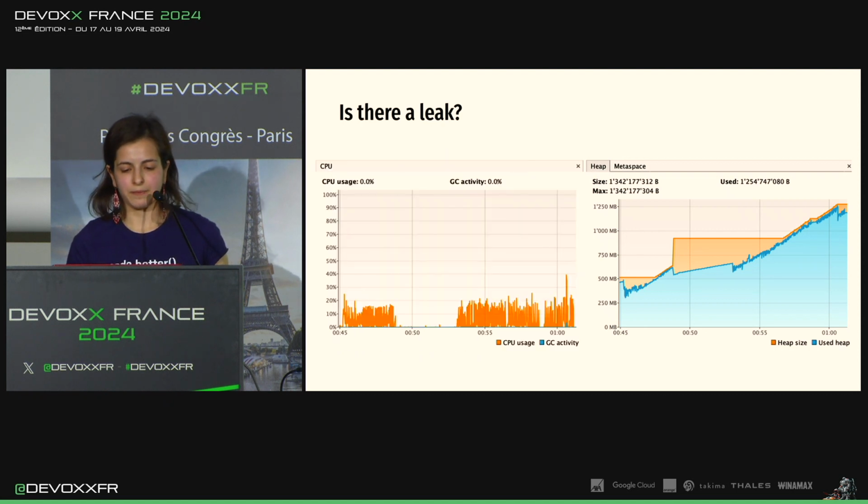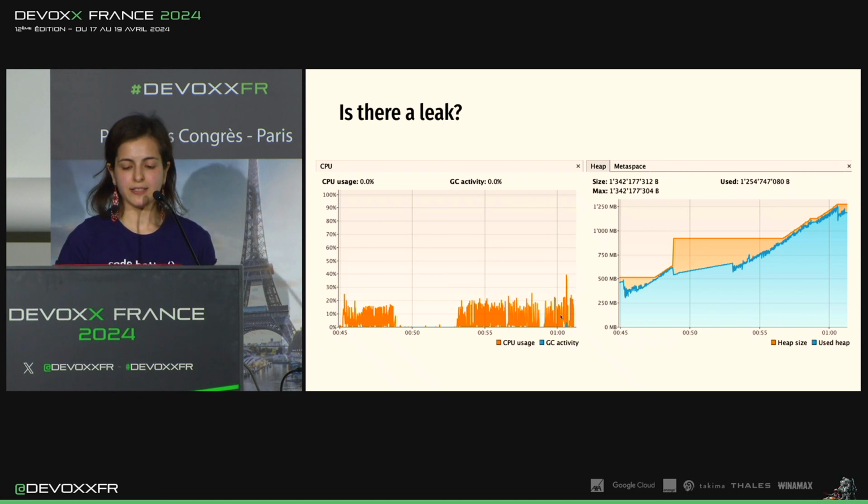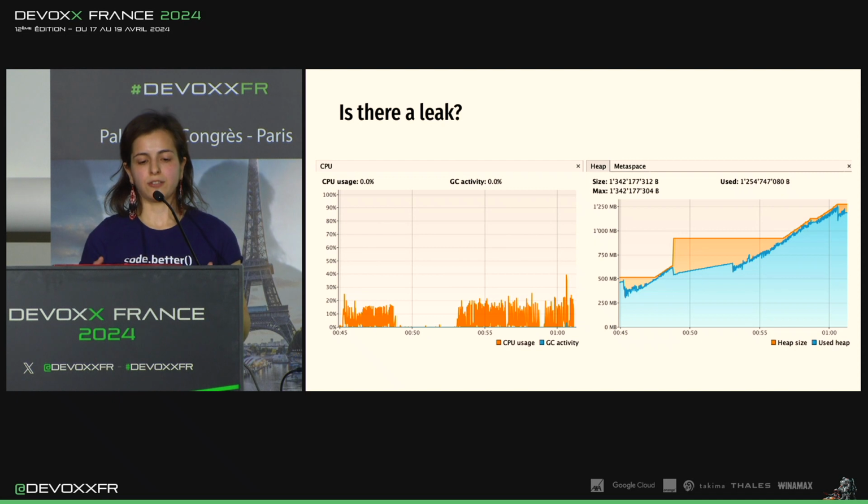But what could help? Looking at GC activity or CPU usage could help you understand whether there is a problem or not, because here you see that there was a pretty big amount of CPU utilized. So the GC tried to do some stuff, but it could not. So this, together with these two graphs, can signal a memory leak. But still, it doesn't mean that there is a memory leak. It just gives you some symptoms that you need to investigate.